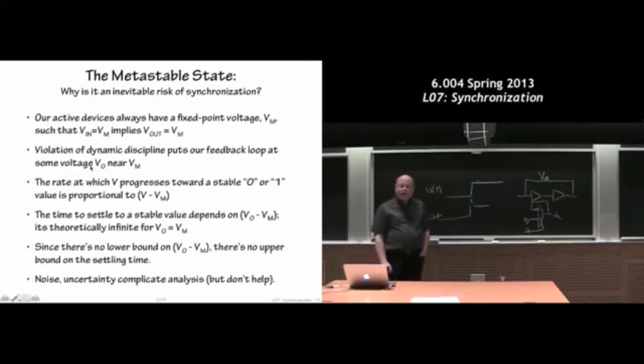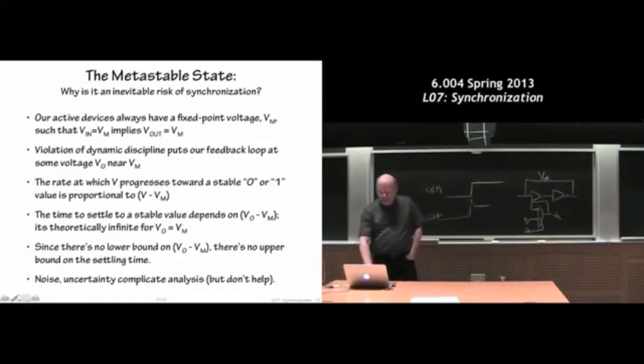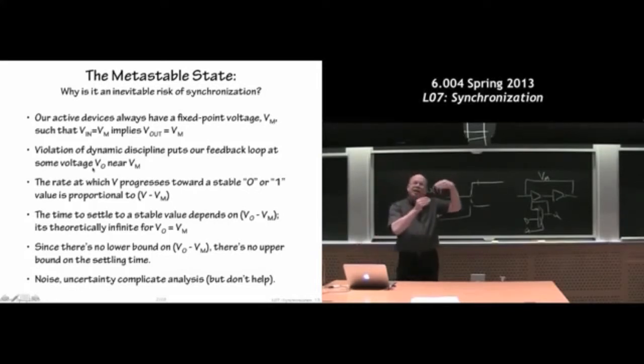So let me see if I can just review what happens, step by step. Imagine that my timing between D and the clock is such that I'm going to balance the feedback loop at exactly this middle point. This middle point is the V in equals V out point. So we're exactly balanced.